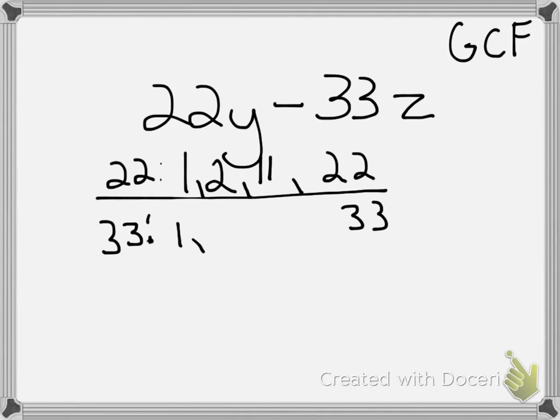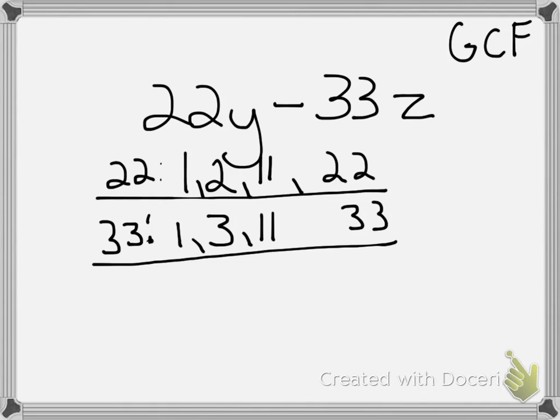Okay, now I'm going to come down here. 33 is not divisible by 2 because it's odd. 3 goes into 33 11 times. 4 does not go into it. 5 does not go into it. 6 does not go into 33. 7 does not go into 33. 8 does not. 9 and 10 do also not go into it. So this one's also done.